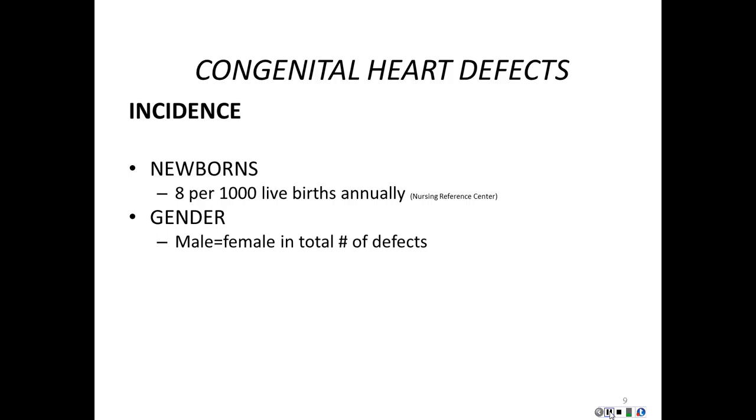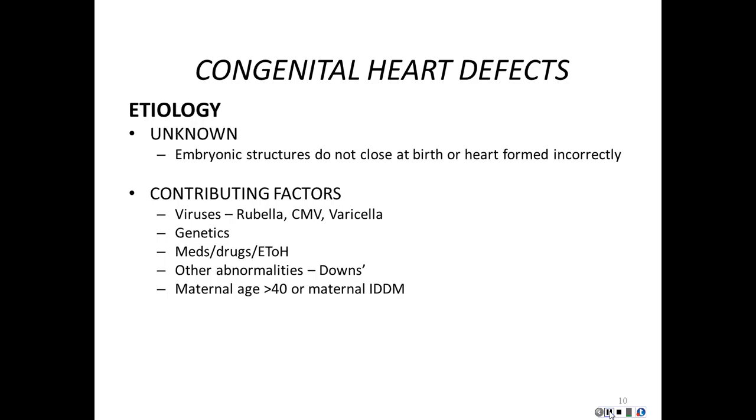One of the things to understand, the more critical the defect, the more trouble there is, the quicker they try to do surgery and take care of that issue. The actual etiology of most of these defects is really unknown. We do know that the embryonic structures don't close at birth, or the heart is formed incorrectly. Exactly why, we're not really sure. We do understand there are some contributing factors to this, and your book talks about some of the contributing factors.